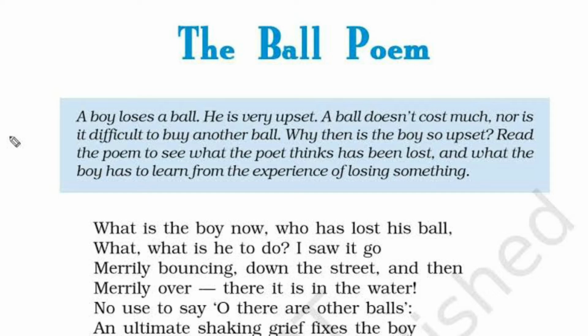He talks about a boy who has lost his ball and asks what he will do after losing it. The boy was very happy and cheerful when the ball was with him. The poet further says that the boy must have lost his ball while playing with it by throwing it up and down. At that moment, the ball must have slipped from the boy's hand and into the street. From there, it fell into the nearby river and went into the water.